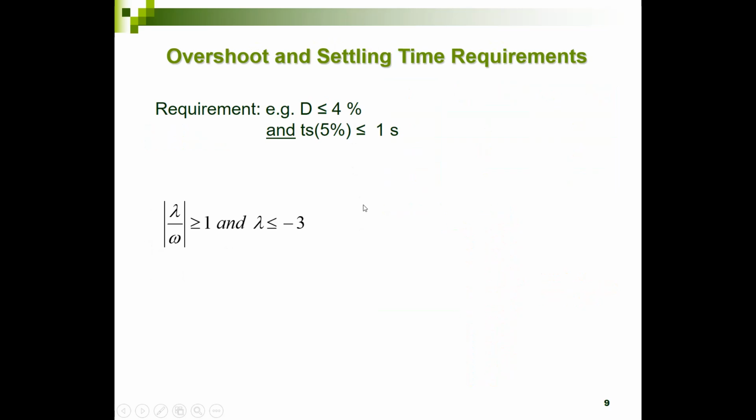requirement. All right, now suppose that we have a double requirement. I have an overshoot requirement and I have a settling requirement. Well, then I have a requirement on the lambda over omega line, which corresponds to the overshoot requirement, and I have a requirement on lambda, which corresponds to the settling time. So in the S domain, these are the lines corresponding to a constant value of lambda over omega. And in this case, the absolute value of lambda over omega is 1.